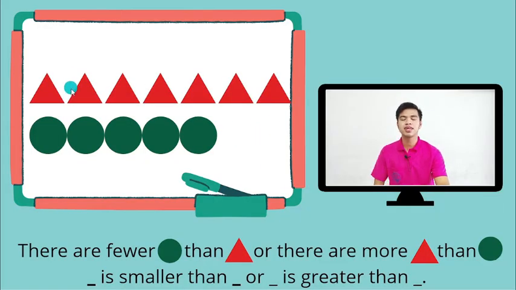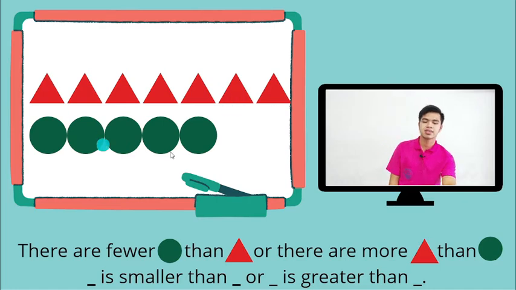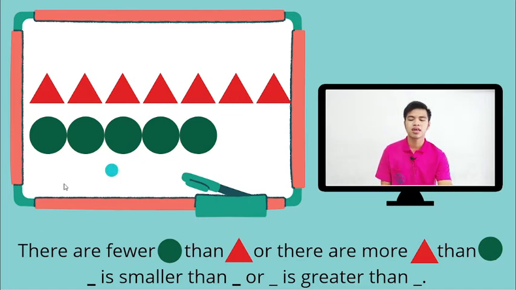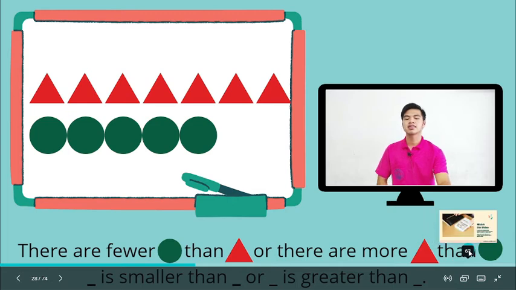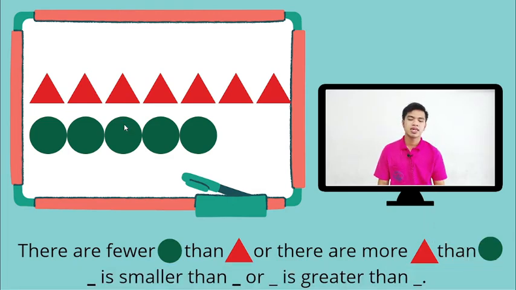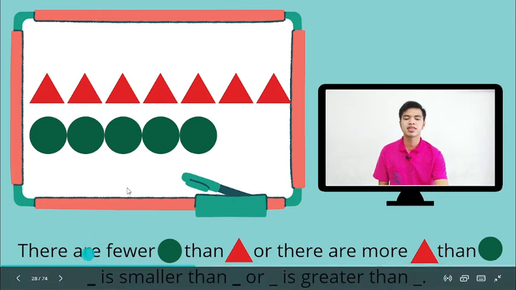So here we have the triangles and circles. Let's read the sentence first. There are fewer circles than triangles, or there are more triangles than circles. So what we're going to do is to find out which is smaller, and then we're going to count it and we're going to put it down here, okay?